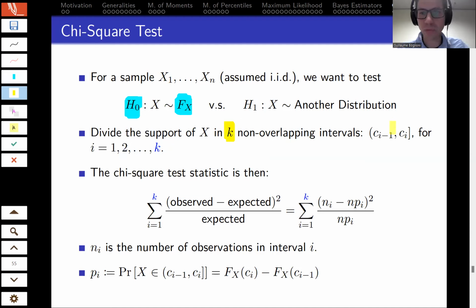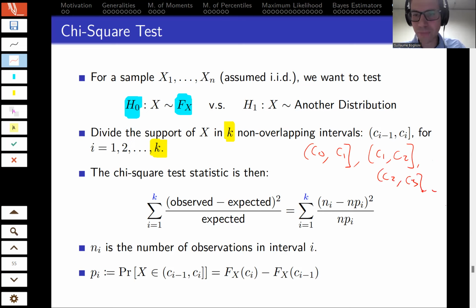K non-overlapping intervals. In notation, if you have k intervals, the first one goes from C0 to C1. Then they're non-overlapping, so the second one, because C1 is included in the first, would be an open interval, meaning it doesn't include C1, but it does end at C2, so it includes C2. I think you get it: C2 excluded, but C3 included, and so on, up to C(k-1), Ck. So you have k intervals.